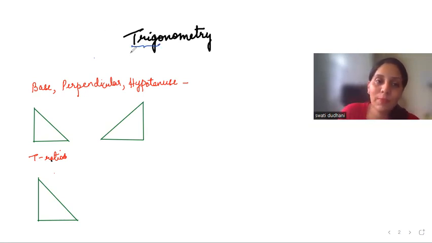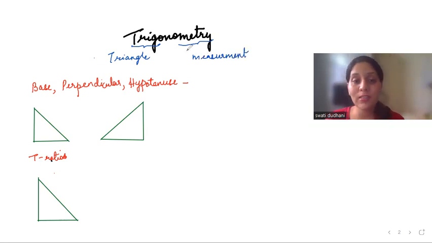Here, trig means triangle and metry means measurement. So basically, trigonometry is the measurement of triangles, sides, and angles. As we know, a triangle has three sides and three angles. So trigonometry is the measurement of all these three sides and the three angles.